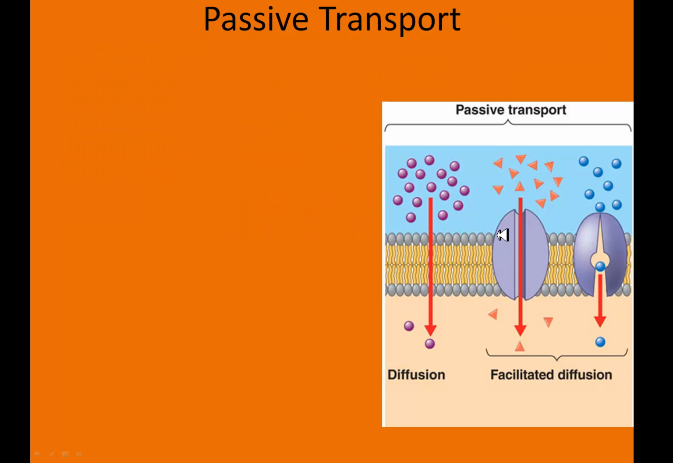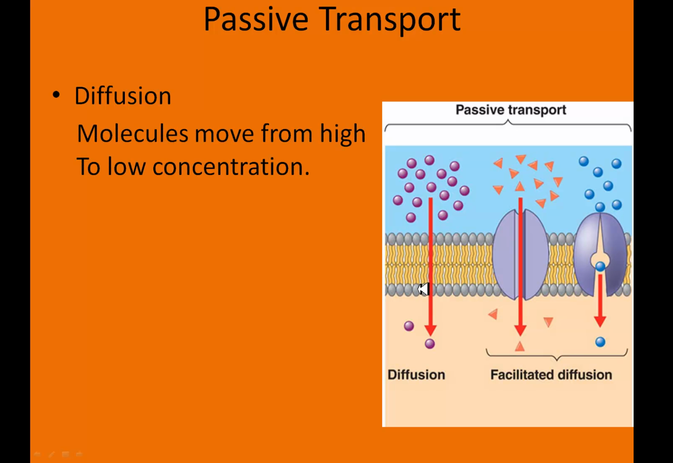Okay, the first type of transport we're going to talk about is passive transport. Passive transport can be done a couple of different ways. First way is diffusion, and this is simply moving from high concentration to low. It's movement from high concentration to low.